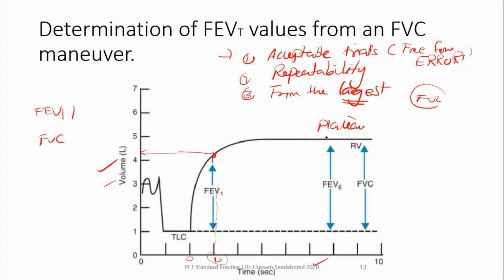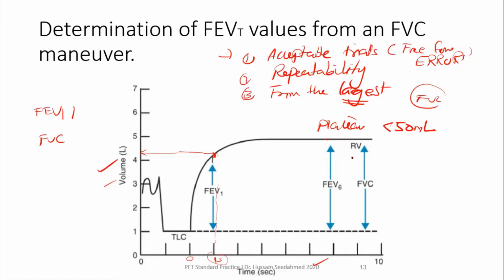But how do I determine that this is the point of the plateau, where there should not be an increase, or the plateau should be with less than 50 ml of air being exhaled? Less than 50 ml of air is being exhaled. Then I say that the patient has reached the plateau.